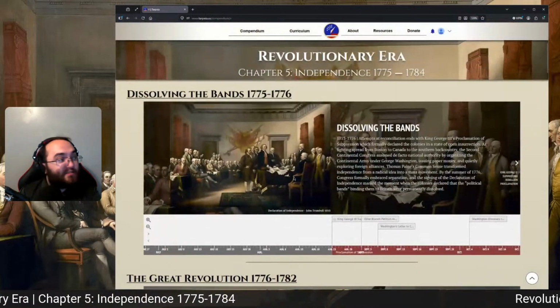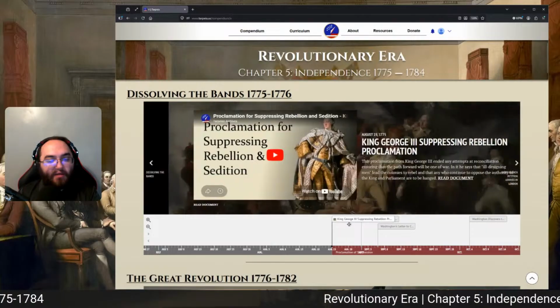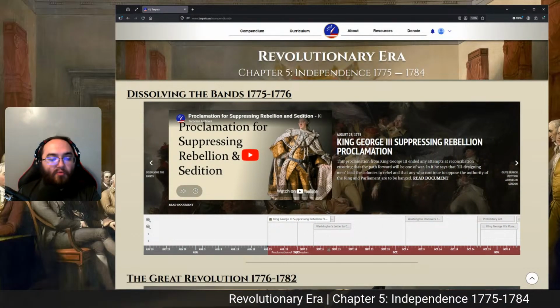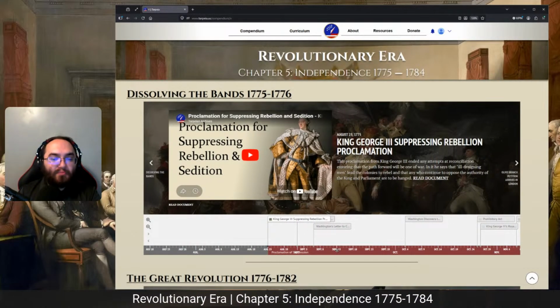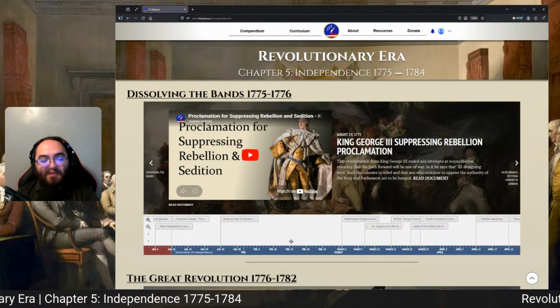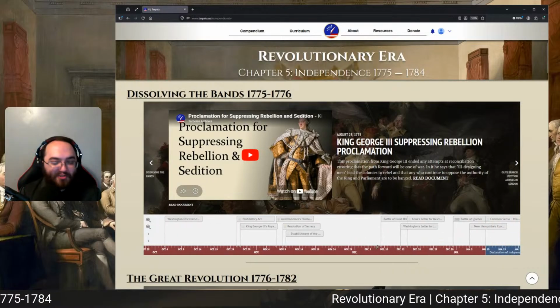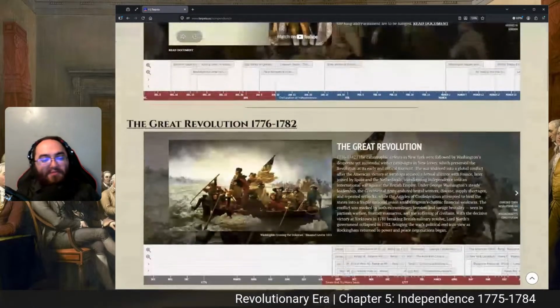And that is the last event on this section. So it goes from King George III making a proclamation of suppression, and it ends with the Declaration of Independence. So you see what I did there with the names, the Proclamation of Suppression and the Declaration of Independence.